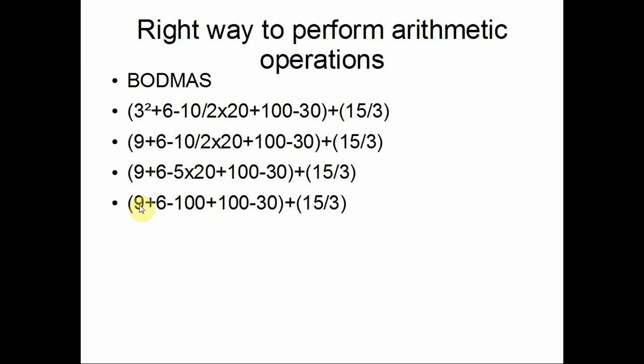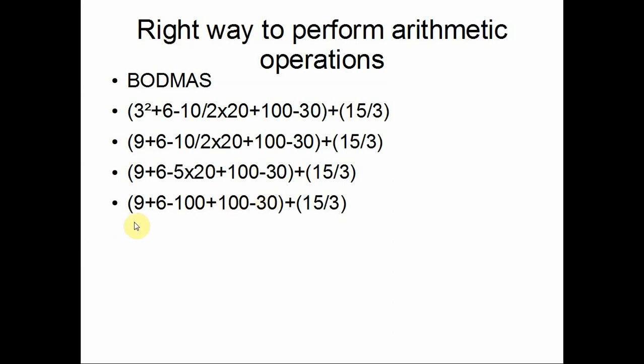What we do here is we add up the positive numbers. So we have 9, 6. Anything with a plus sign or no sign before it is a positive number. Anything with a negative sign is a negative number. So here you can see the positive numbers are 9, 6, 100. The negative numbers are minus 100 and minus 30. So let's group them together.